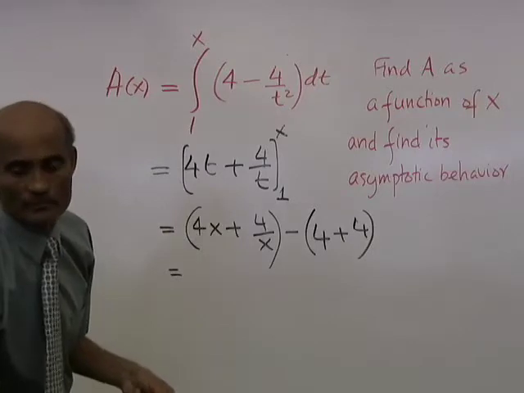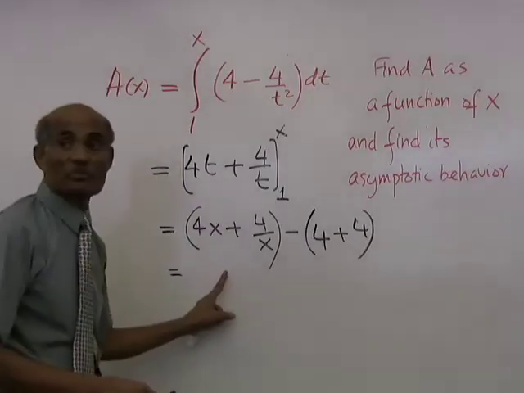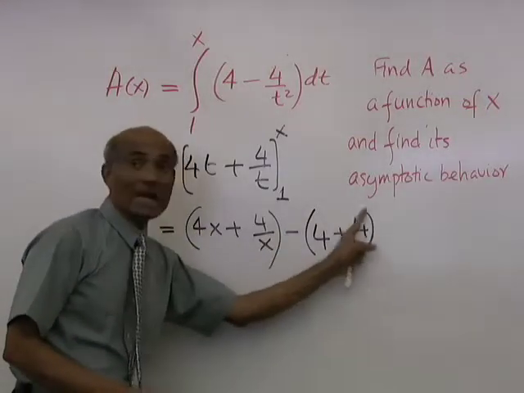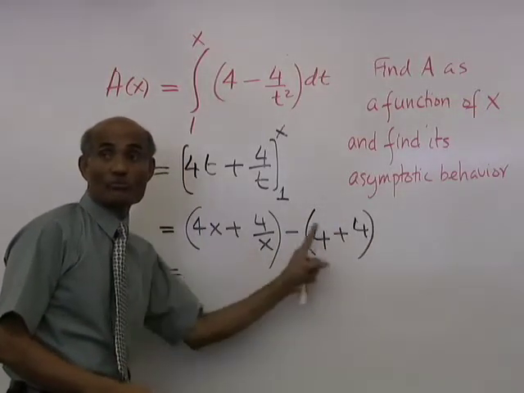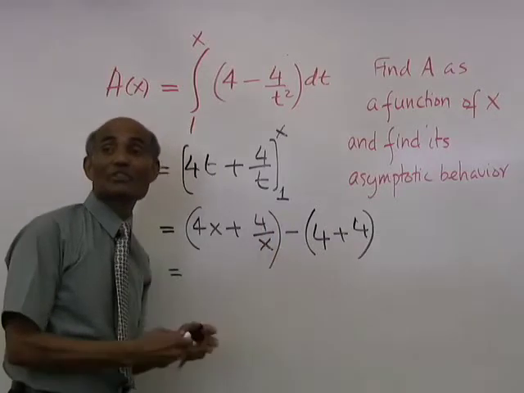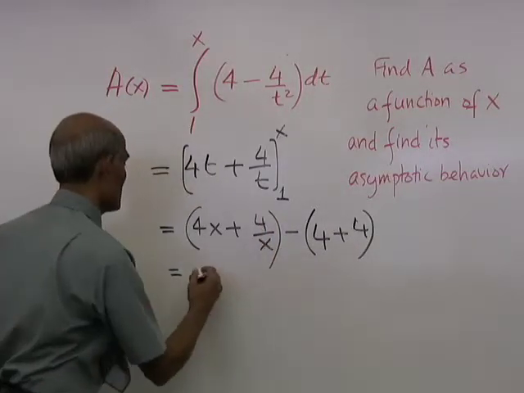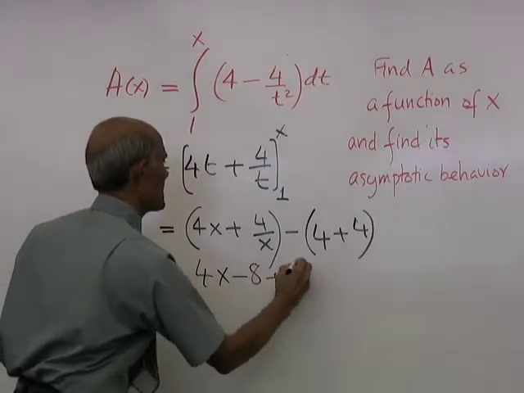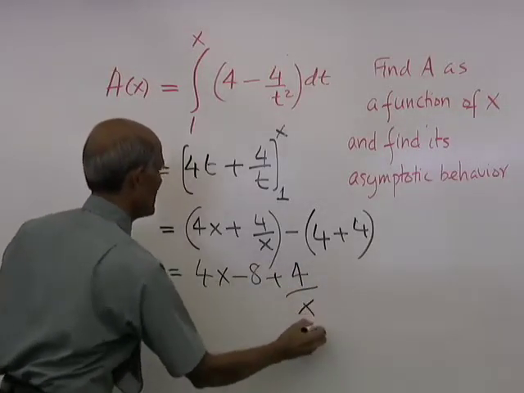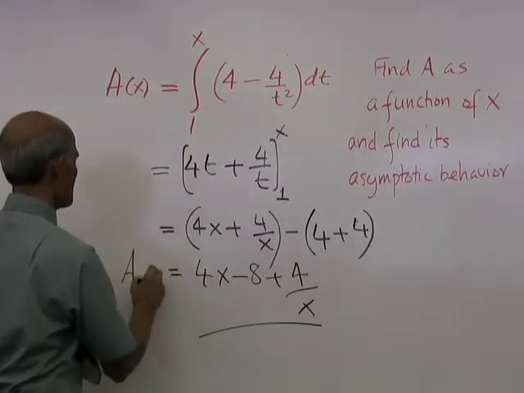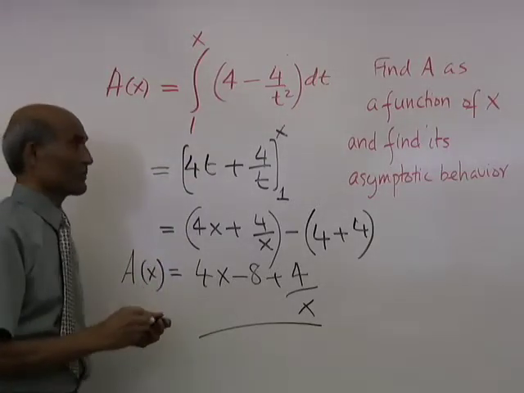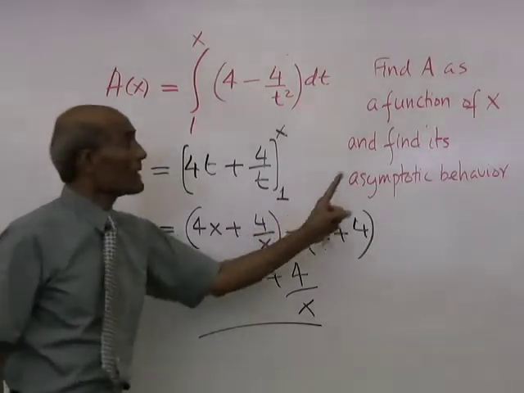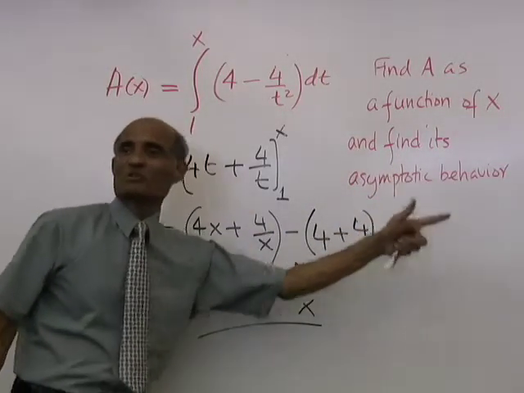Right. Can you write it in the simplified form? Can you write it as 4x minus 8 plus 4 over x? So that will be 4x minus 8 plus 4 over x. Now, this is a of x. And we have been told, after obtaining this function, find its asymptotic behavior.